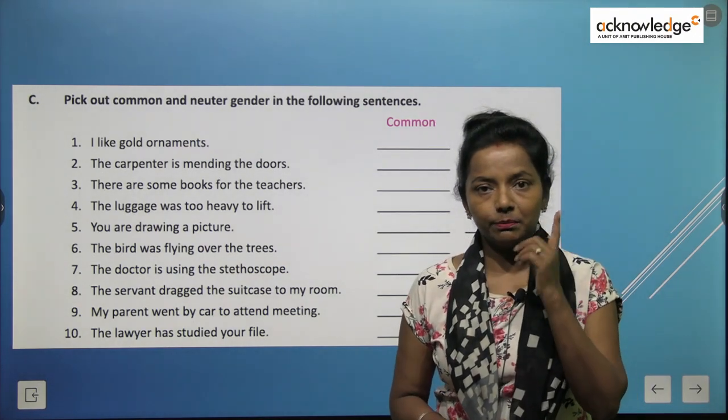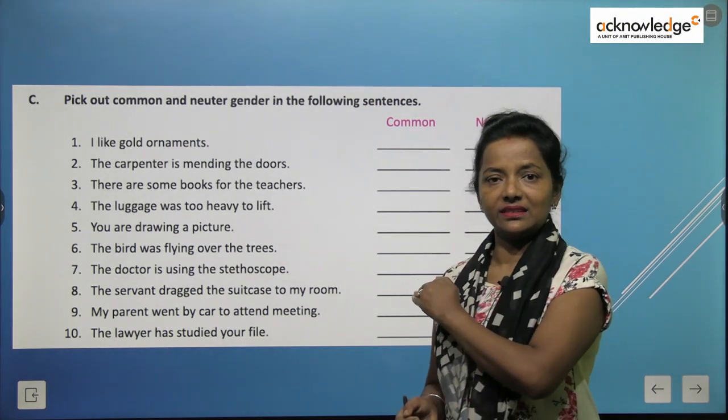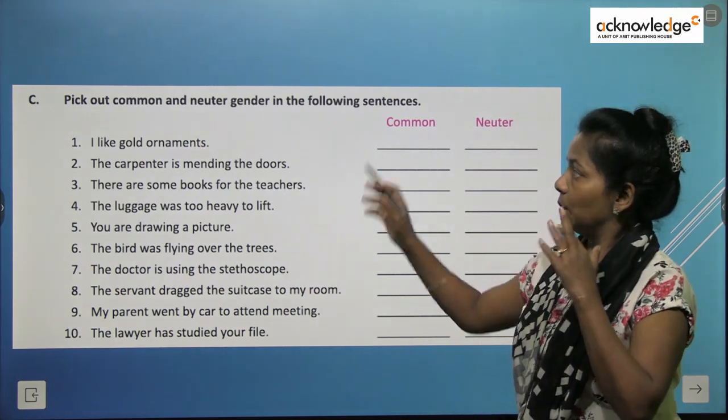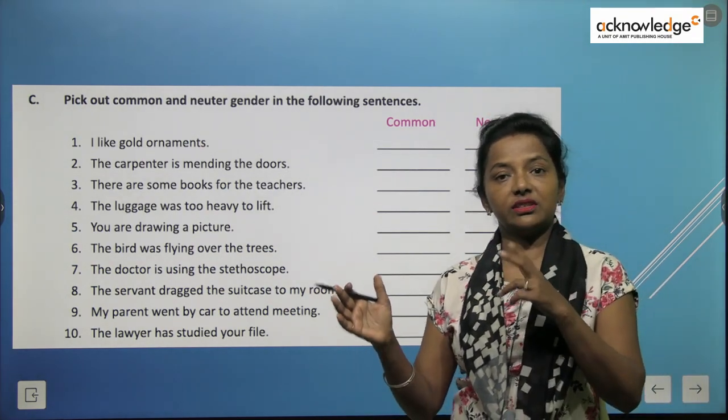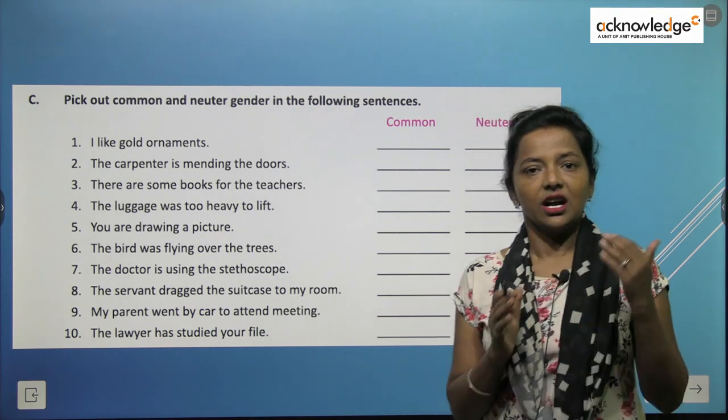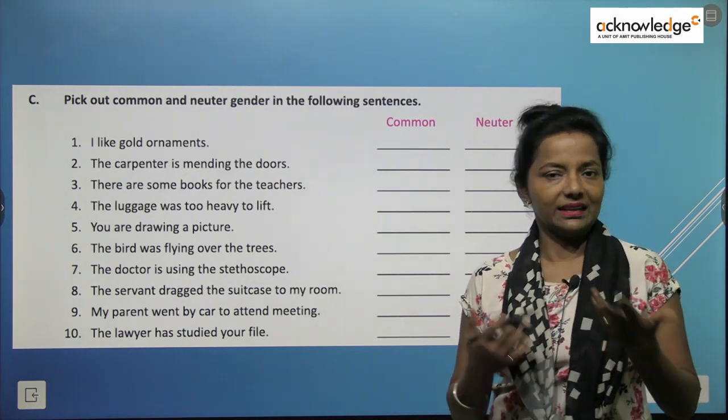Now just take care when you are doing this exercise, keep in mind what is a common gender and what is a neuter gender. Common gender, again I repeat, common gender is used for both male and female.